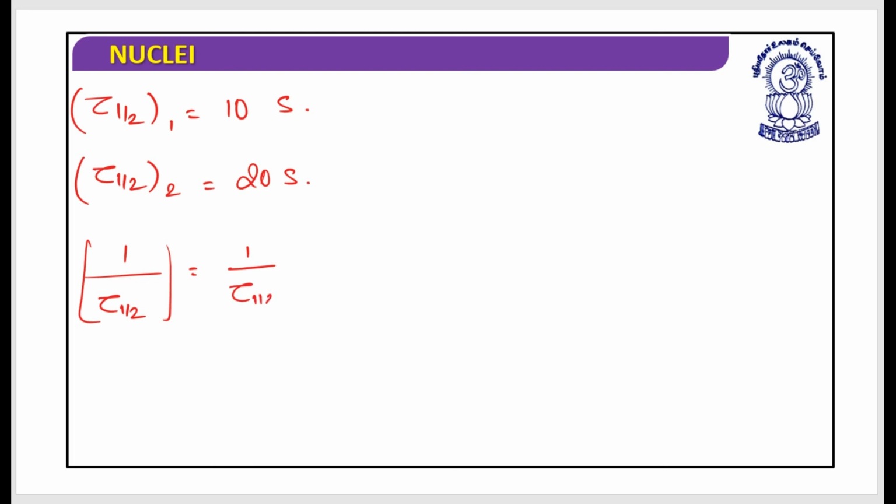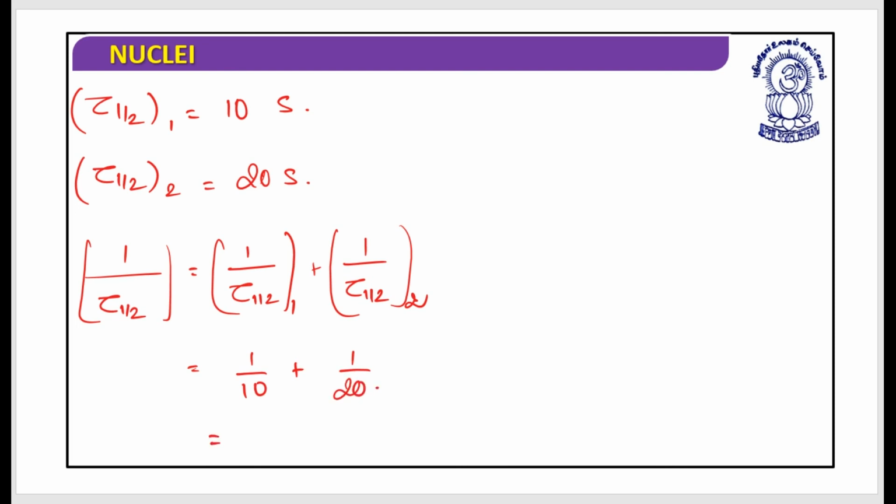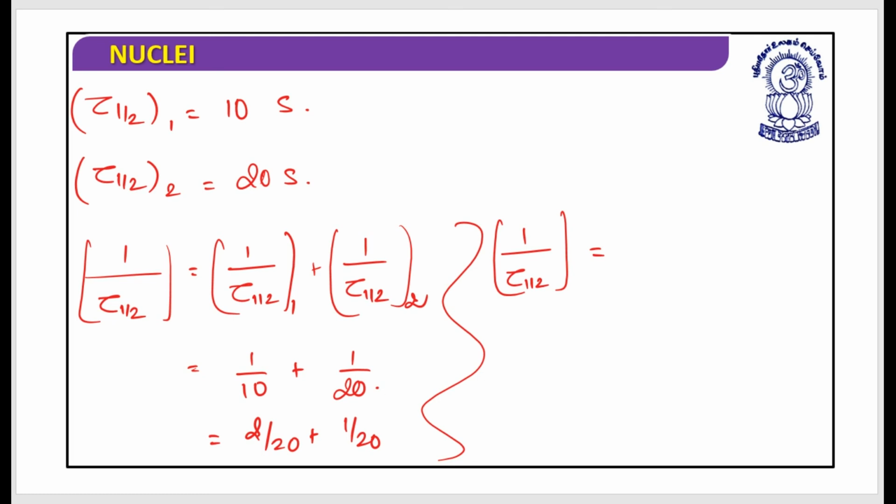1 by tau half of the system is equal to 1 by tau half of the first plus 1 by tau half of the second. So this is 1 by 10 plus 1 by 20. This is 2 by 20 plus 1 by 20. This is 3 by 20. So the tau half of the system will be equal to 20 by 3 seconds. I hope this is clear.